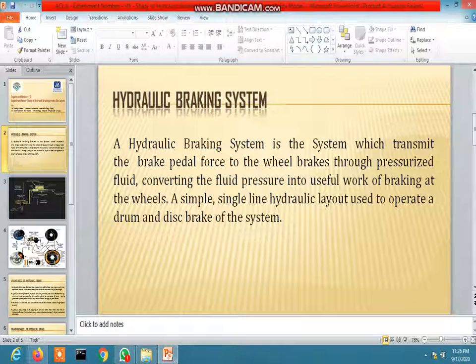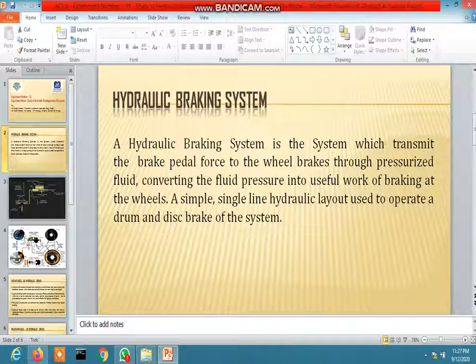Now, what is the law? The law said that a confined liquid transmits pressure intensity equally in all directions. This is Pascal's law.